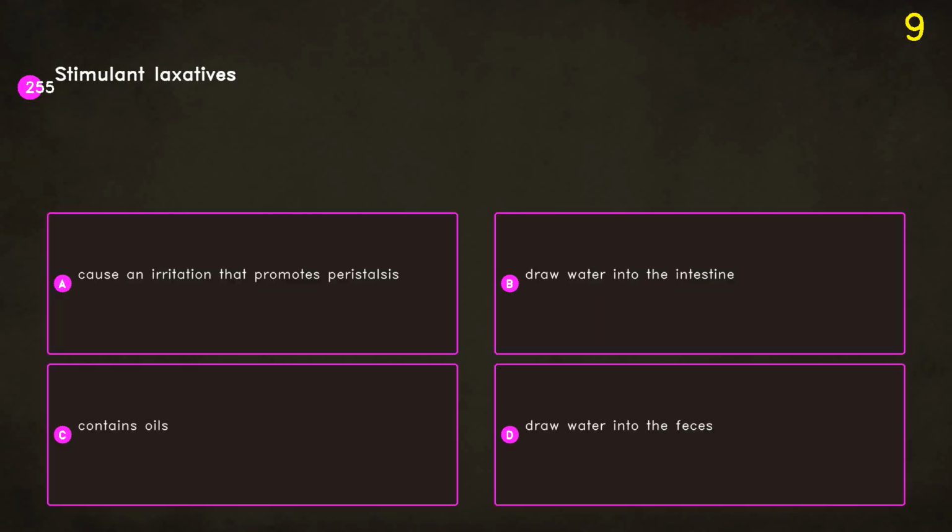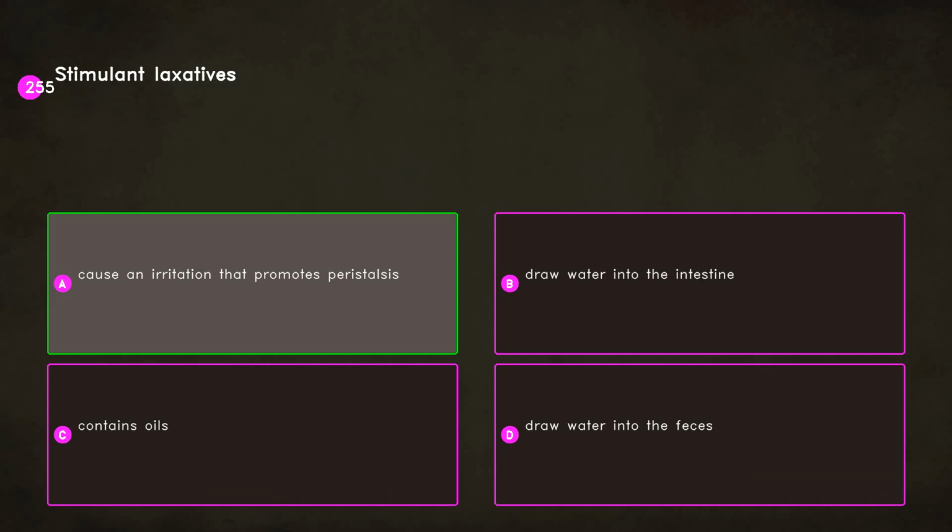Question 255. Stimulant laxatives A. cause an irritation that promotes peristalsis, B. draw water into the intestine, C. contain oils, D. draw water into the feces. The correct answer is cause an irritation that promotes peristalsis.